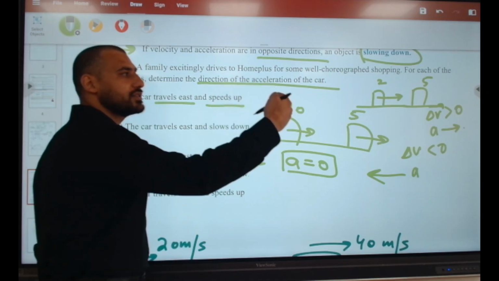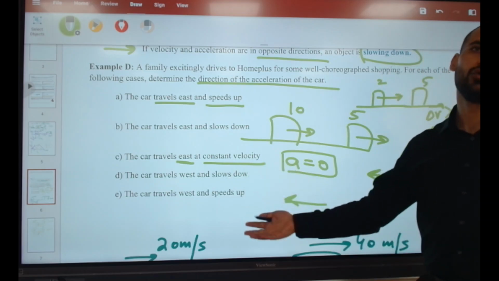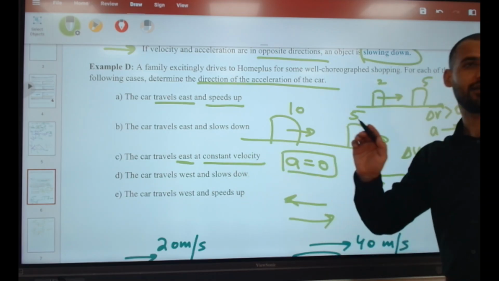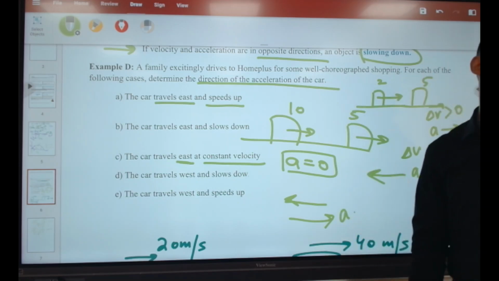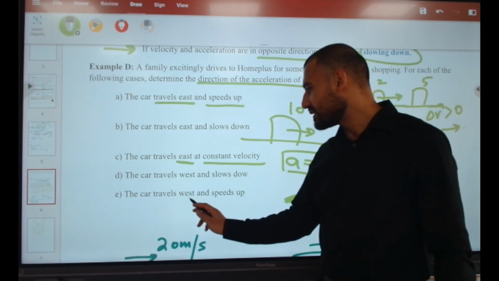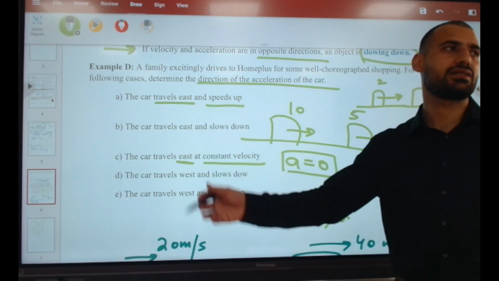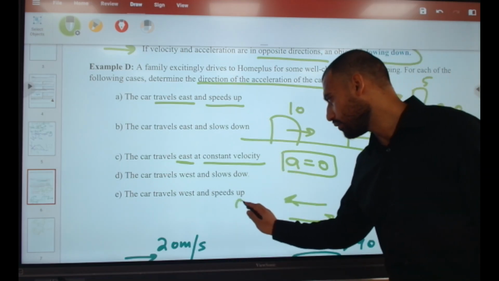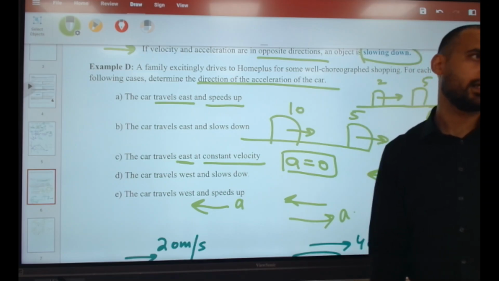The car travels west and slows down. Exactly. The car is traveling towards west, so the car is going like this, and it is slowing down. So the change will again be negative. For this, negative is this. Understood? Therefore, acceleration will be eastwards. Is that clear? Very good. The car travels west and speeds up. Exactly. So when the car is traveling towards west and it is speeding up, the acceleration will also be towards west. Is this clear?